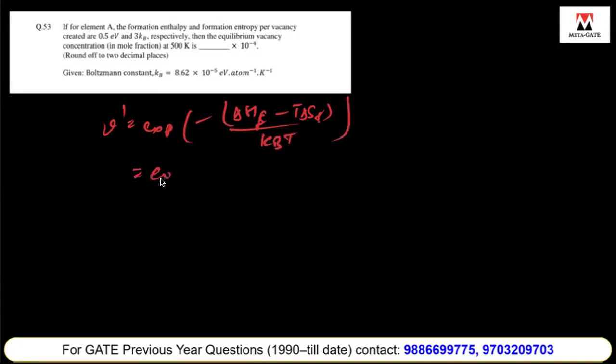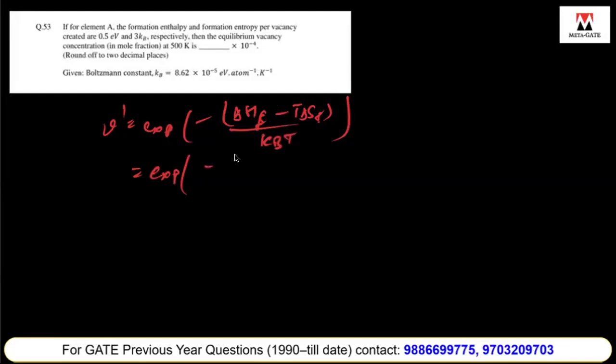For an element A, the formation enthalpy and formation entropy per vacancy are given as 0.5 electron volts and 3 Kelvin. The equilibrium vacancy concentration at 500 Kelvin is dash into 10 power minus 4. It's given the Boltzmann constant is K equal to 8.6 into 10 power minus 5. So equilibrium vacancy concentration can be given as the frequency mu dash equal to exponential minus delta H_F minus T delta S by K_B into T, which is equal to exponential delta H formation.